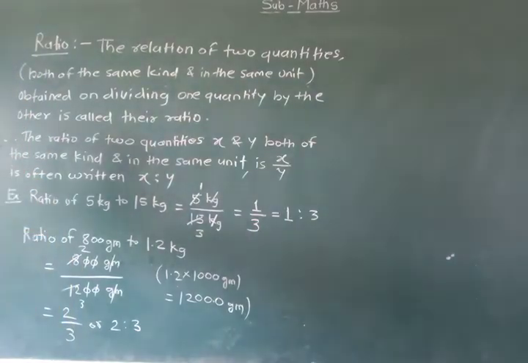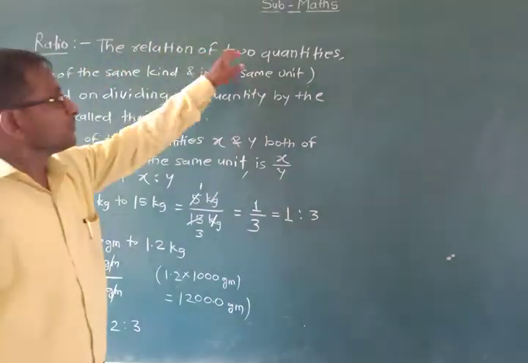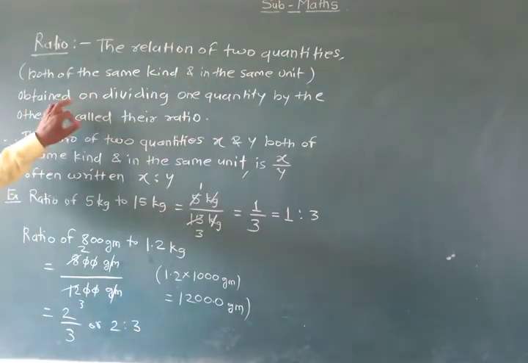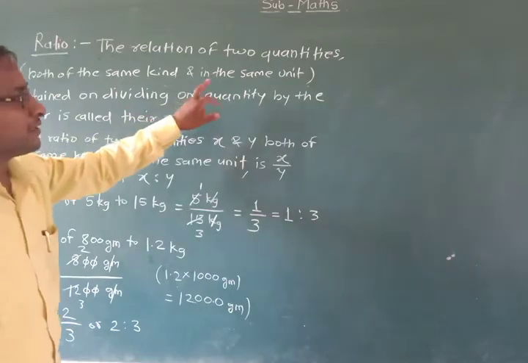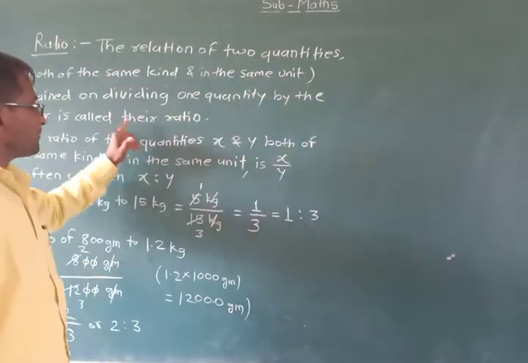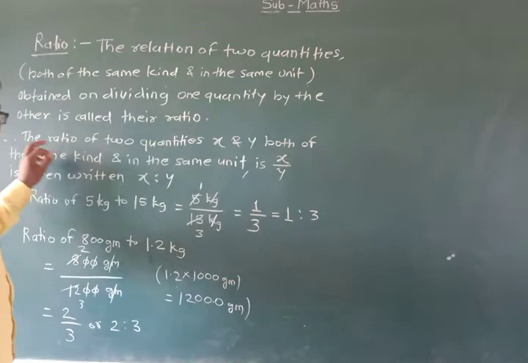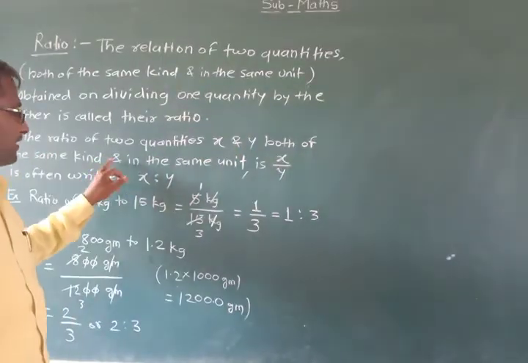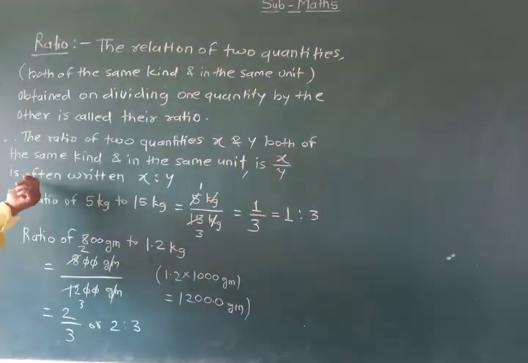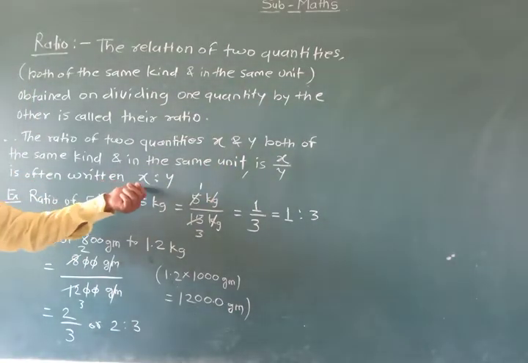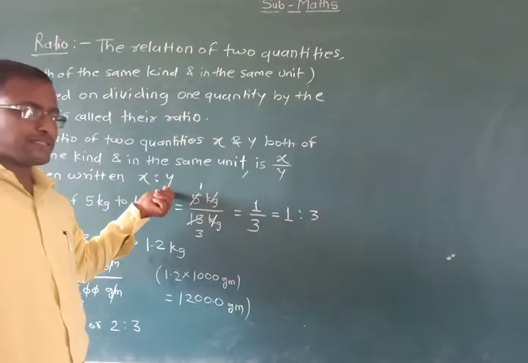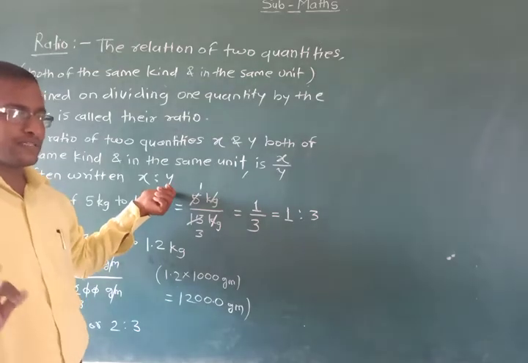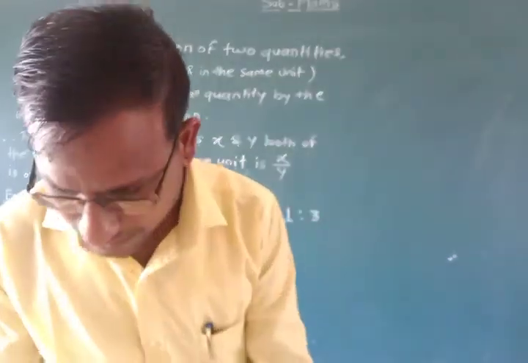Ratio. Ratio means the relation of two quantities, both of the same kind in the same unit, obtained on dividing one quantity by the other is called their ratio. Therefore, the ratio of two quantities x and y, both of the same kind and in the same unit, is x upon y, often written x as to y or x is to y or x to y. You read it in this way. See here next.